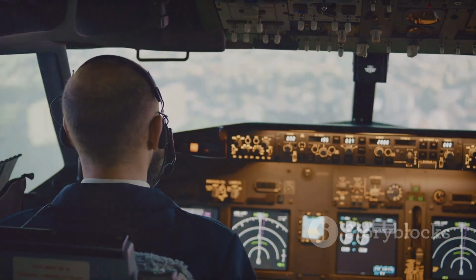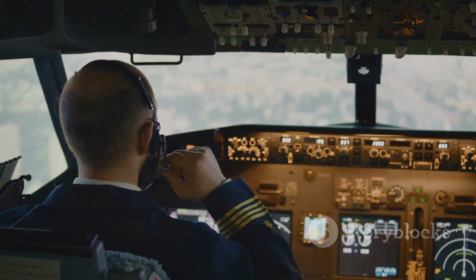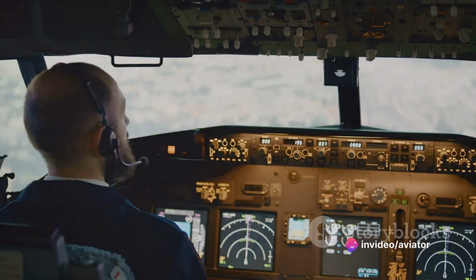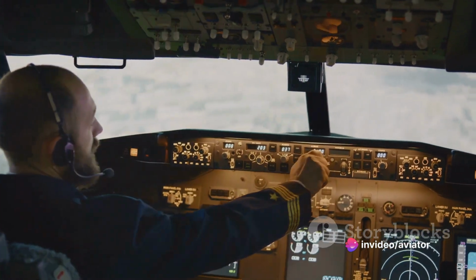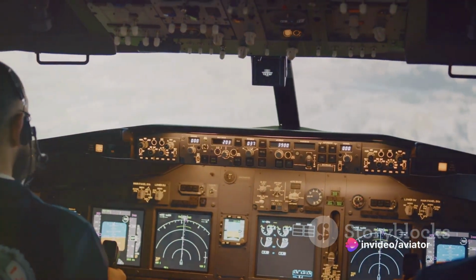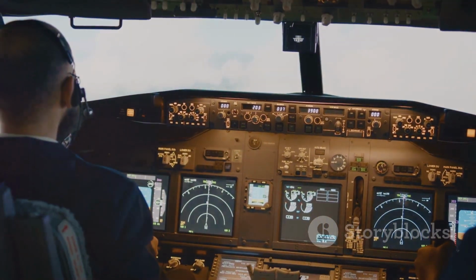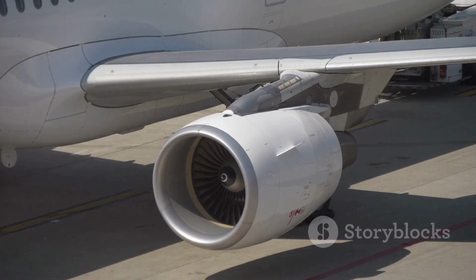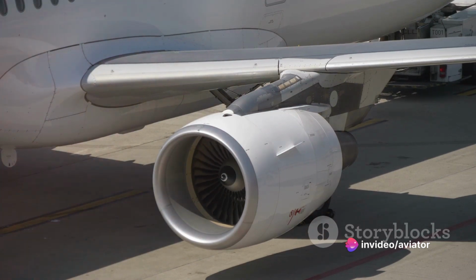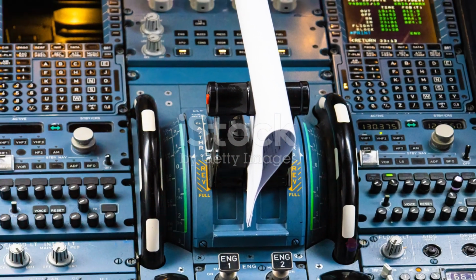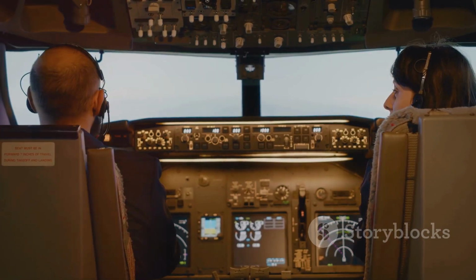Take autopilot, for example. This isn't just about making a pilot's job easier, it's about precision. Autopilot can maintain a set course and altitude with a level of accuracy that surpasses human capabilities, especially during long-haul flights. Then there's auto thrust. This technology adjusts the power of the engines to maintain a set speed or climb rate, optimizing fuel efficiency and ensuring a smooth ride. Flight management systems are another crucial component.